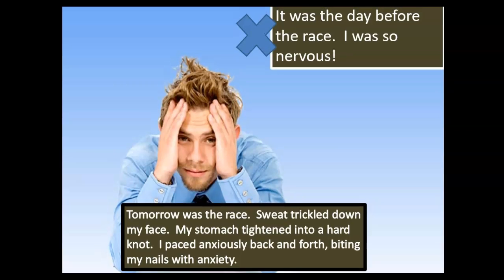"It was the day before the race. I was so nervous." Okay, I know many of you have a story where you have feelings about how you're nervous and you have to show some courage or be brave. Look at this. Instead of, "I was so nervous," "Tomorrow was the race. Sweat trickled down my face. My stomach tightened into a hard knot. I paced anxiously back and forth, biting my nails with anxiety."